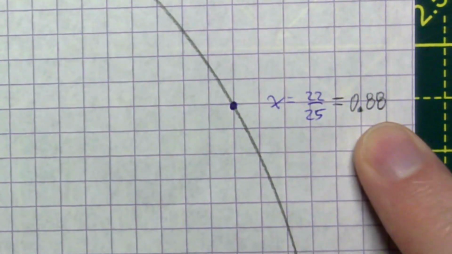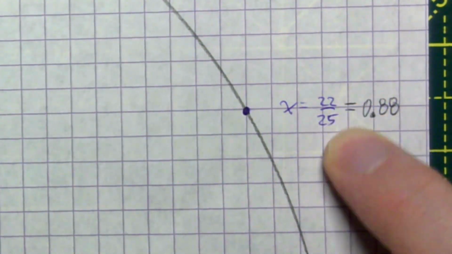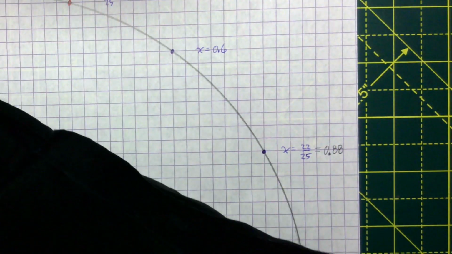So what we're going to do is turn to our spreadsheet, and we're going to plug in 0.88, which is the equivalent of 22/25ths. Let's do that now.